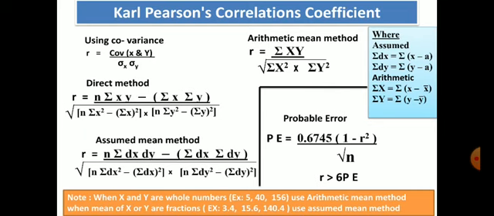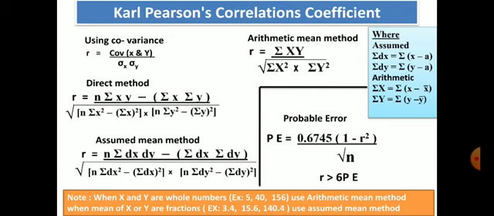The first one is using covariance. Whenever the covariance between x and y is given and the standard deviation of x and y is given, we have to use the first formula using the covariance. And the second one is the direct method. Direct methods are used whenever the values of x and y are very low, that is, single digit numbers. It will be giving clear cut answers. If x and y values are single valued numbers, then we can use this direct method.